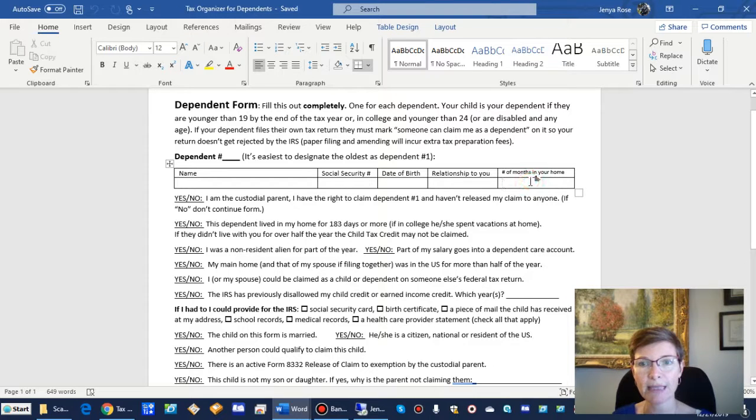Number of months that they lived with you in the home: that's 12 months if they lived with you the whole year, or if they're at college, it counts as 12. So you don't need to worry about how many months they were out of the house for college, because they still count as 12 months in the home.